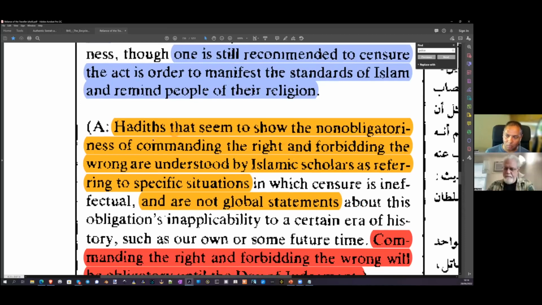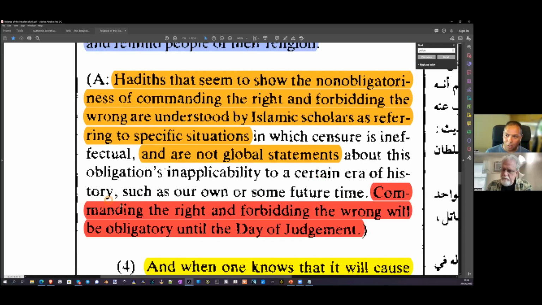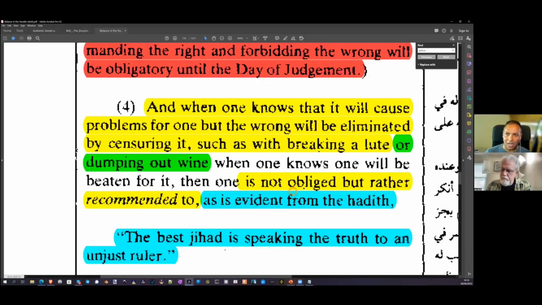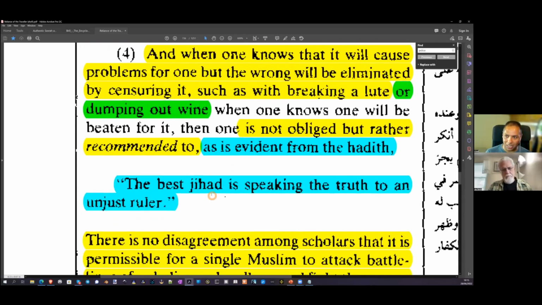Hadiths that seem to show the non-obligatoriness of commanding the right and forbidding the wrong are understood by Islamic scholars as referring to very specific situations and are not global statements. Commanding the right and forbidding the wrong will be obligatory until the day of judgment. And when one knows that it will cause problems for one, but the wrong will be eliminated, such as with breaking a lute or dumping out wine, when one knows one will be beaten for it, then one is not obliged, but rather recommended to, as is evident from the hadith: the best jihad is speaking the truth to an unjust ruler. Muslims love to throw this out.